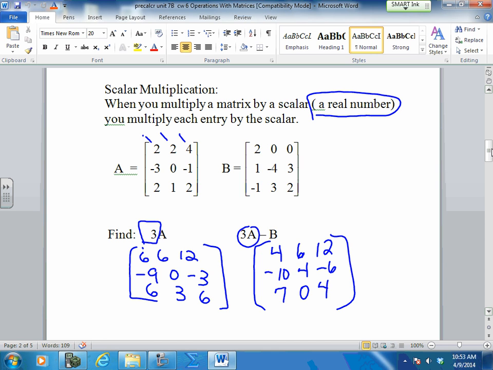It's just like adding and subtracting. Whenever you add and subtract, they have to be corresponding. Obviously, when you multiply by a number, it doesn't matter what your matrix looks like. But if you're going to combine any two matrices, they have to be in the same order. They have to have corresponding entries.